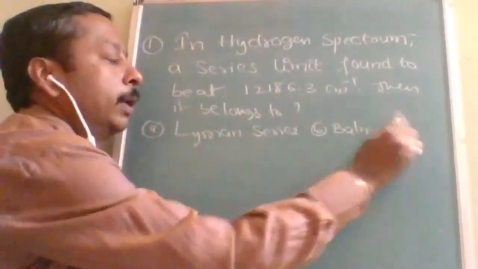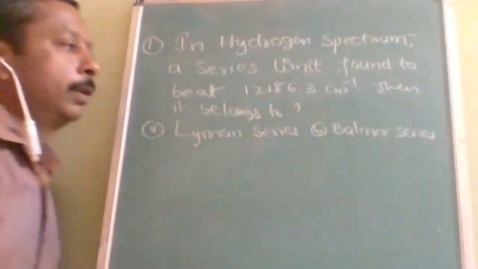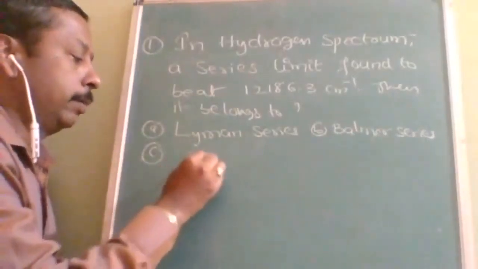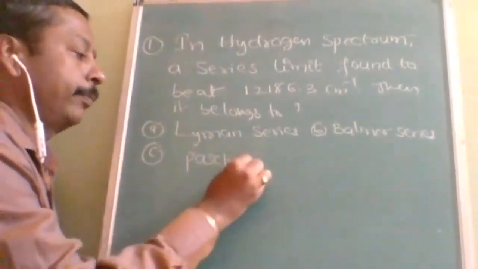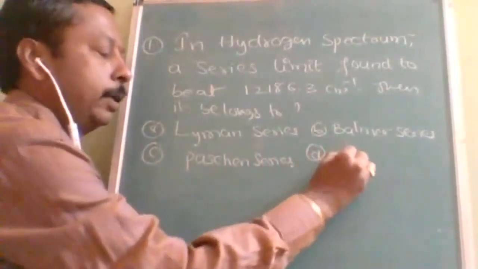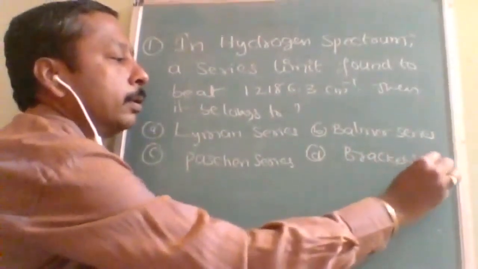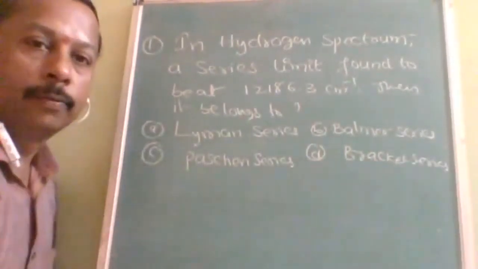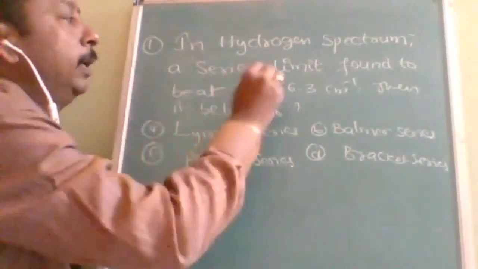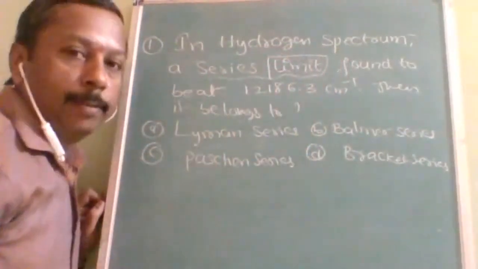You can expect that by the time I have written the question, if you feel you can start, cross check with your options. Then the third option is Paschen series, and the fourth option is Brackett series. So these are the 4 options given. Now here, what is given? Limit, series limit. The main question word is limit.